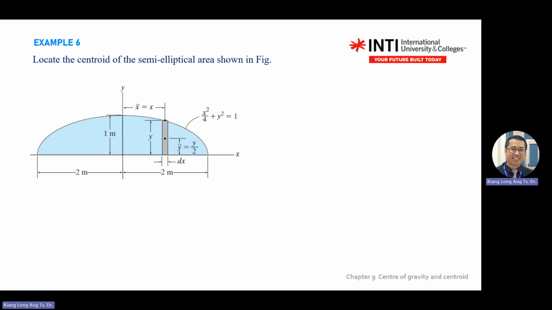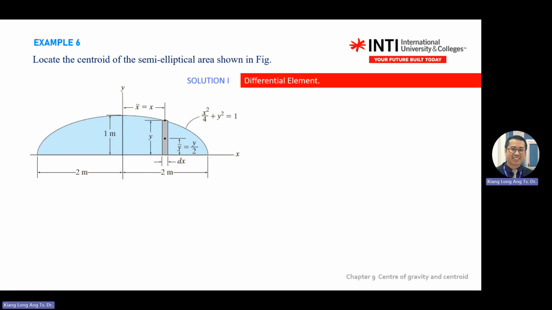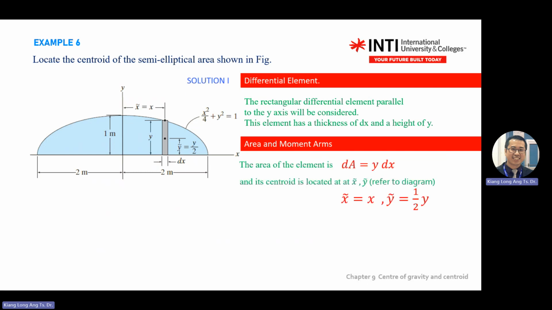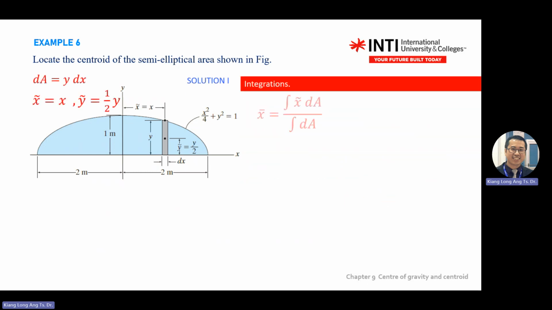Example 6 is your homework. But observe the 3 fundamental things. First, you always find the differential element. Second, the area and moment arm, how to find the area of that particular segment. Then third is integration. Same two equations. dA, because the question asks you to find area. Again, now your test 2 is dL.